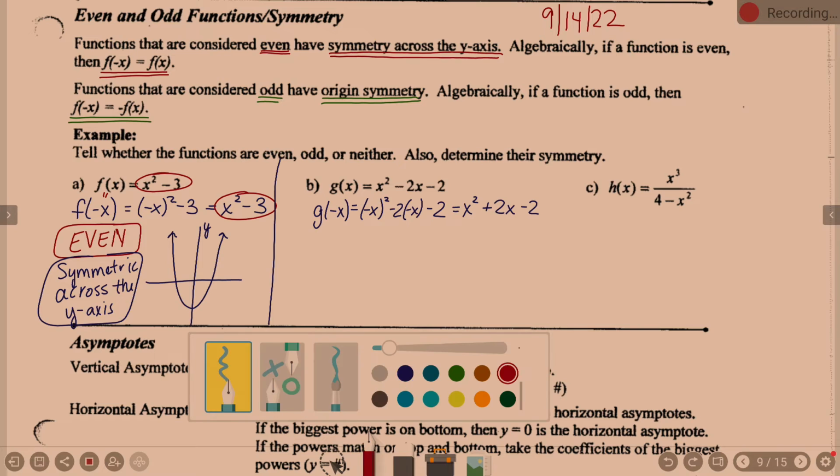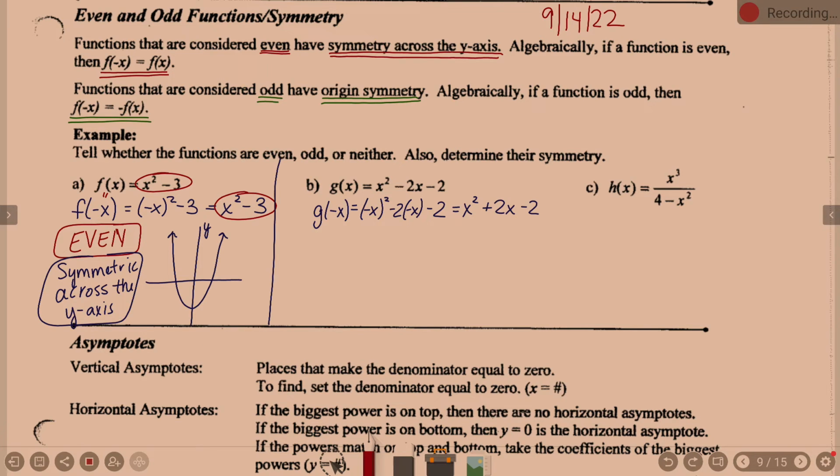What just happened? 2x switch signs. What'd you say? 2x switch signs. Okay, 2x switch signs. So at this point, does g of x equal g of negative x? No, those two are not equal to each other. Those are the two we have. They are not equal. So at this point in my problem, I know that this function is what? I don't know it's odd. I know it's not even. Does that make sense?